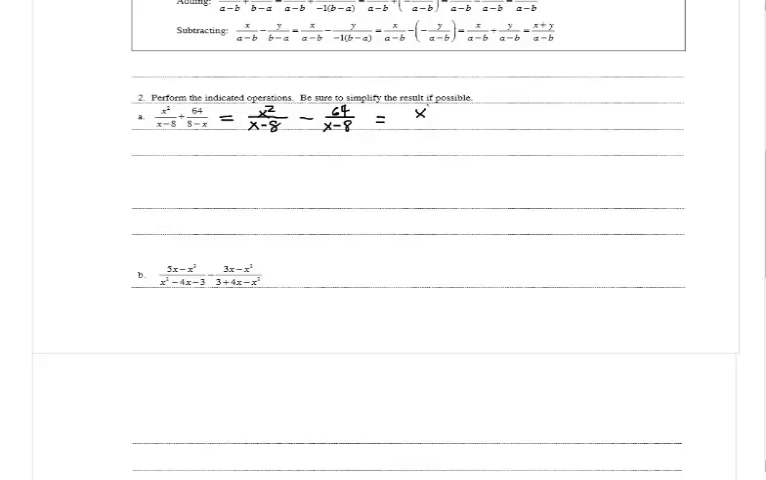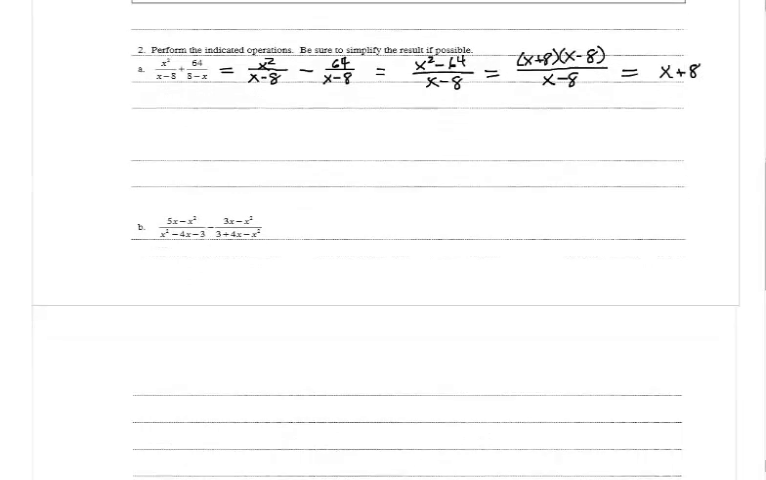So x squared minus 64 divided by x minus 8. And then we can write the numerator as factors of x plus 8, x minus 8, divided by x minus 8. And then our x minus 8 factors cancel, and we get left with x plus 8.